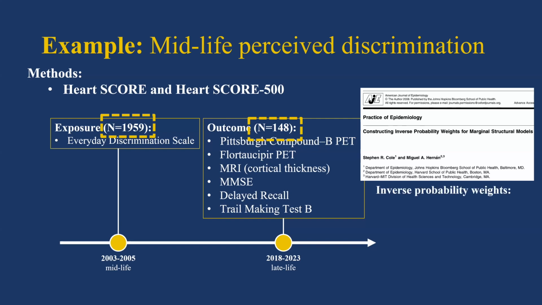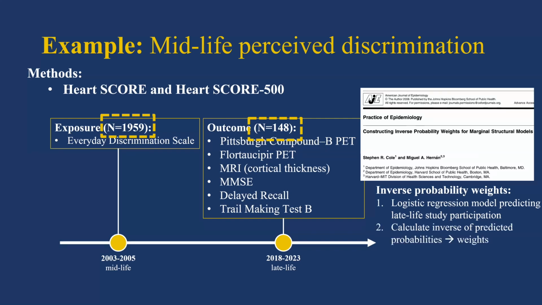baseline characteristics. So in the context of this study, and forgive me, I'm going to talk about biostatistics for a little bit, but it'll be so quick. We built a logistic regression model where the outcome was participation in the late life study and the predictors were midlife characteristics that may have influenced study participation in late life. From this model, we calculated the inverse of each participant's predicted probability of late life study participation to be used as weights. And finally, we assessed the associations of midlife perceived discrimination with each late life imaging and cognition outcome, but now using these weights in the model.